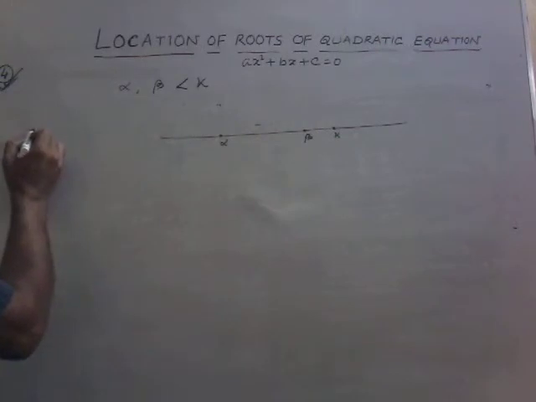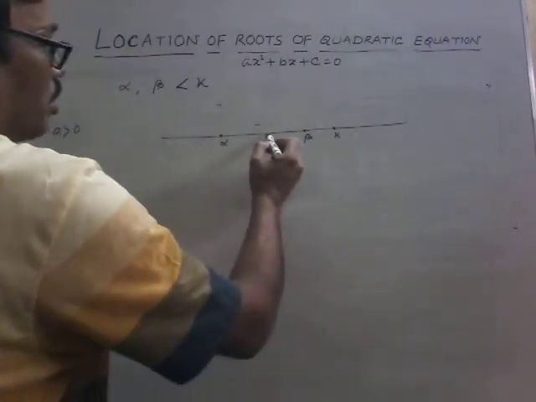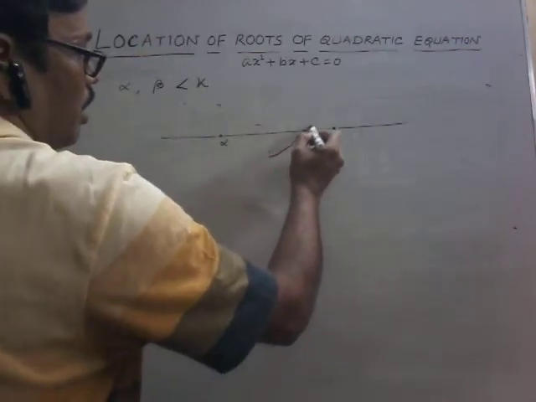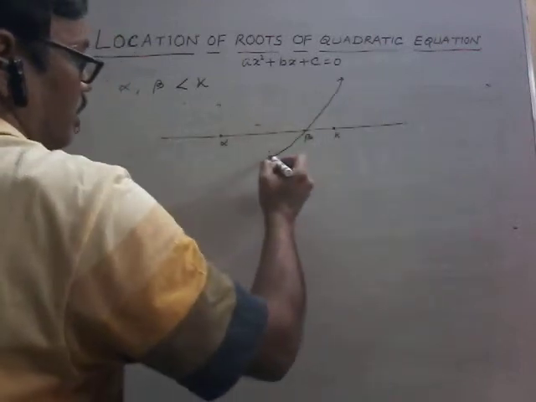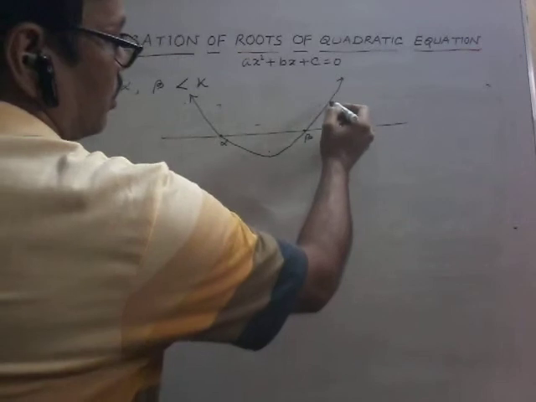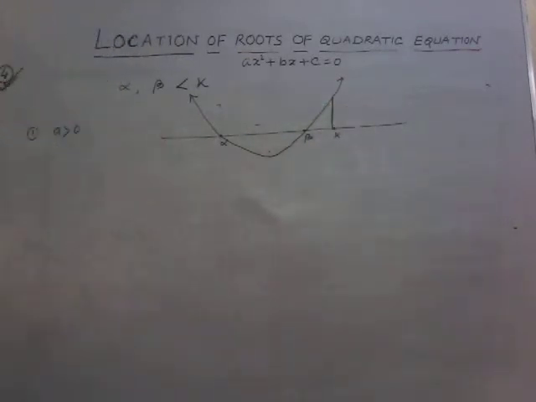So if you consider a greater than 0, look, it opens upwards. So the figure will be like that. This one is Fk.